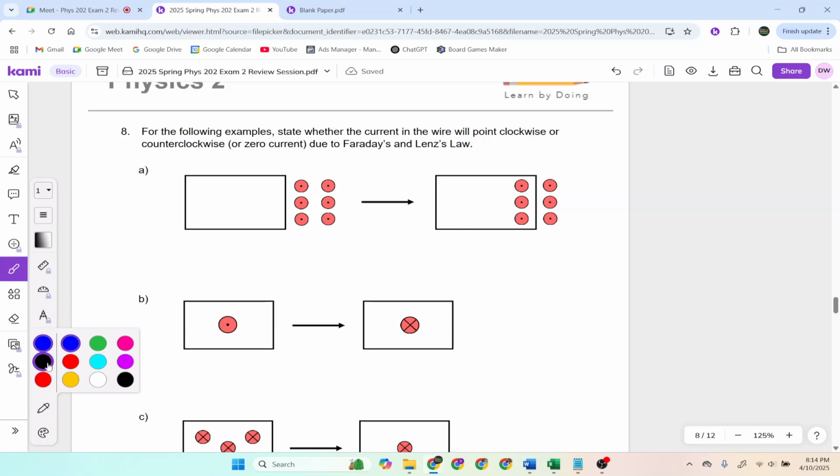For number 8, we have a bunch of right hand rules. The question is, state whether the current will point clockwise, counterclockwise, or 0 for the following examples. Once again, I'm going to give you like 15 seconds per problem. So go ahead, try part A.